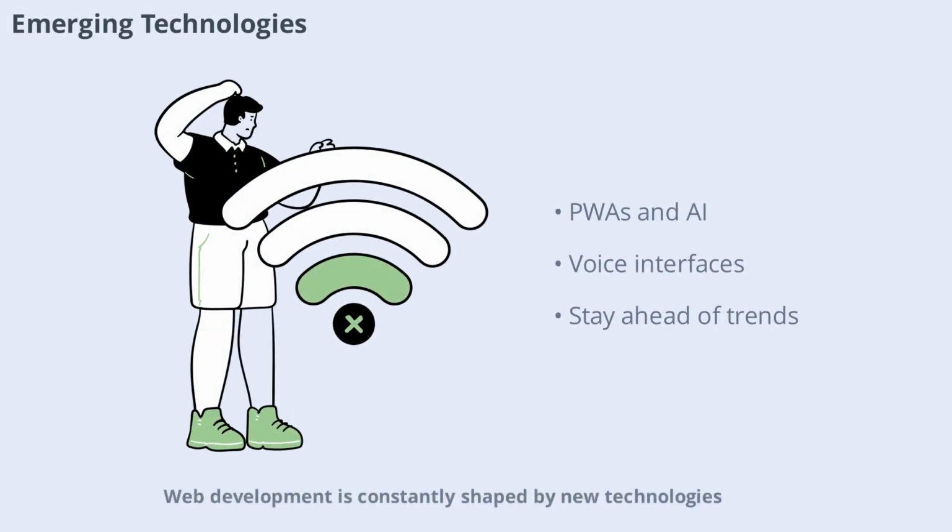Web development is constantly shaped by new technologies. Trends like progressive web apps, PWAs, artificial intelligence, and voice interfaces are changing how we build and use websites. Staying informed about these trends helps developers create cutting-edge solutions. Experimenting with new tools keeps the field exciting and innovative.